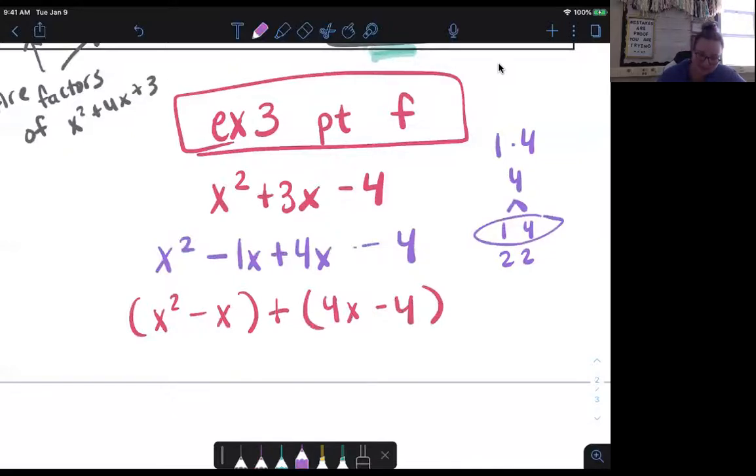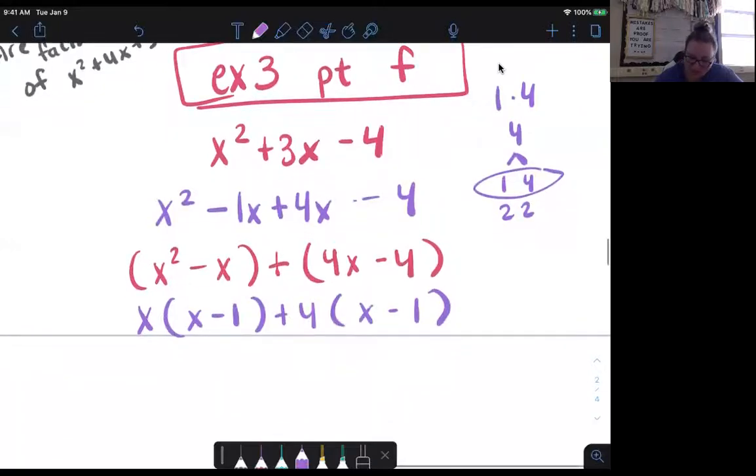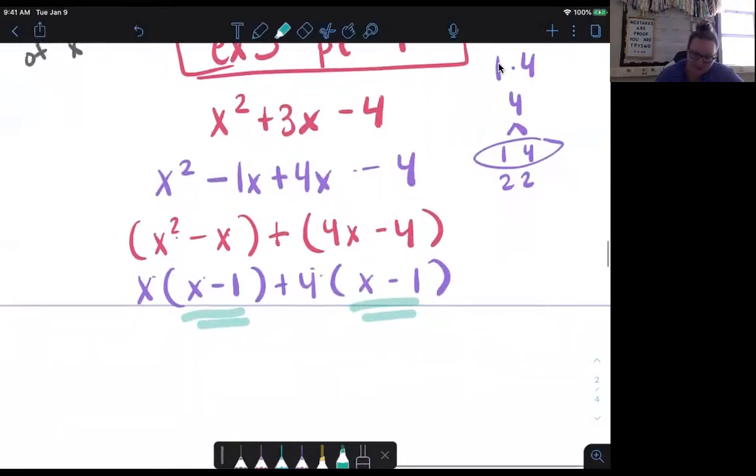Now factor out what they have in common. Well, x squared and x have an x in common, so I'm left with x minus 1. 4x minus 4 have a 4 in common, and I'm left with x minus 1. And I know that's right because x times x would be x squared, x times negative 1 is negative x, 4 times x is 4x, and 4 times negative 1 is negative 4.